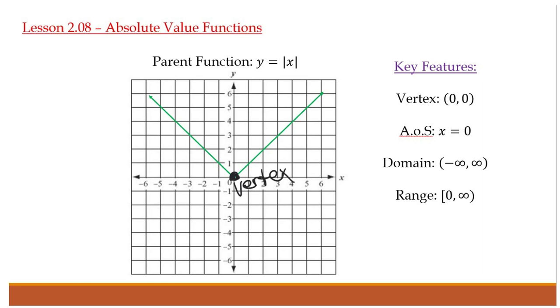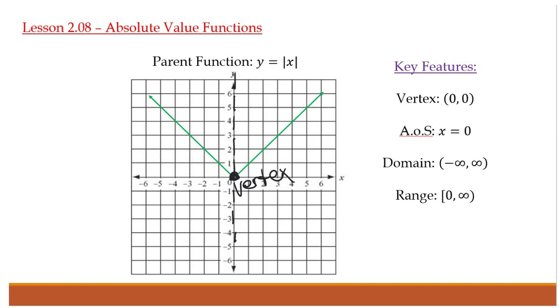It has what is called an axis of symmetry. And an axis of symmetry, just like in a quadratic equation, is a vertical line that is going to go through that vertex that divides the graph into two equal parts. So if I was to draw my axis of symmetry, it would be the vertical line x equals 0 because it goes through the origin 0, 0.